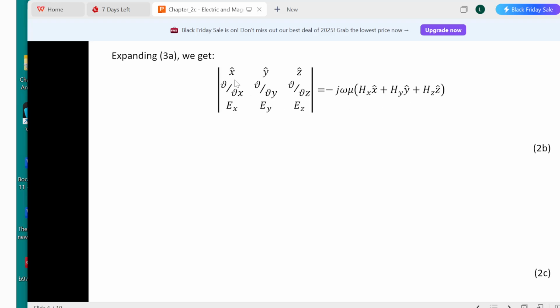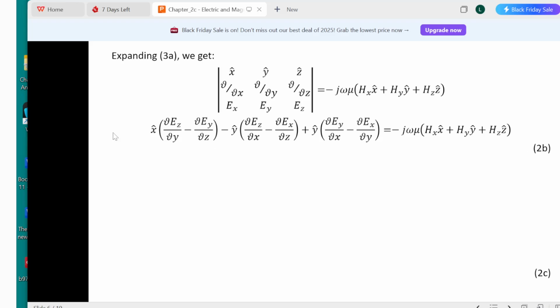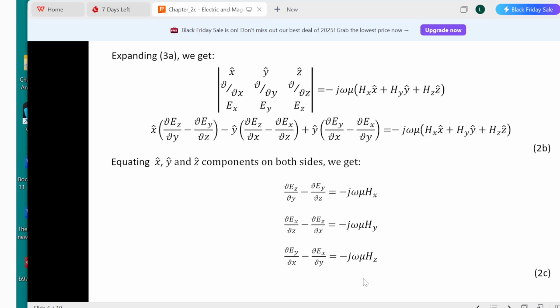Again, we can just decompose these determinant forms into the plane equations. Then the next thing that we are going to do is to equate the coefficients for x hat, y hat, and z hat. Yeah? This is really z. Yeah, I made a mistake. And we get this, and we get this. So here is z hat. This is my mistake.